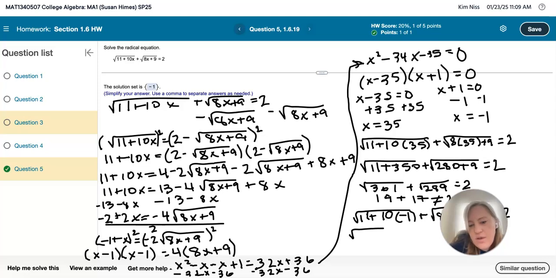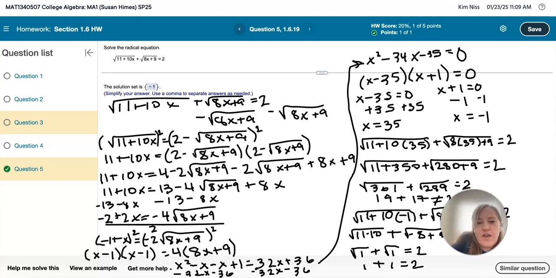So in this radical, we have 11 minus 10, plus in this one we have negative 8 plus 9, equal 2. For this one, 11 minus 10 is 1, so that leaves us with the square root of 1. Negative 8 plus 9 is 1, so the square root of 1. The square root of 1 is 1, so we do have 1 plus 1 equals 2. So that's why negative 1 is our solution to this problem.